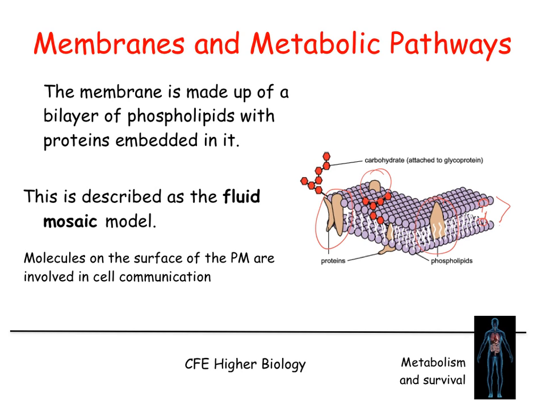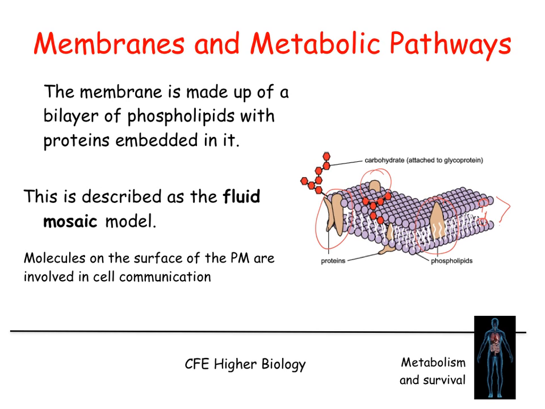And this is what is described as the fluid mosaic model. And substances can diffuse in and out of the cell membrane. There's also actually molecules on the surface of the plasma membrane, and some of them are called signaling molecules, and they're involved in cell communication.